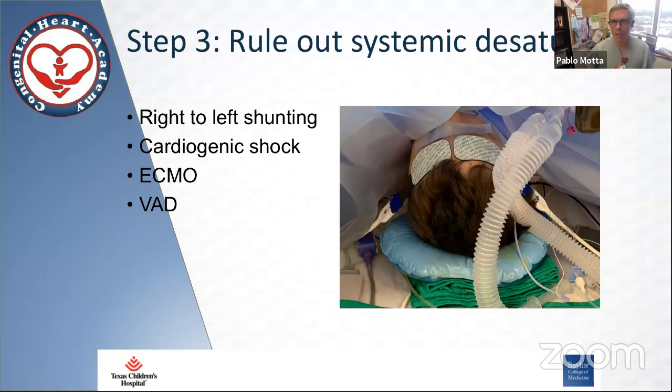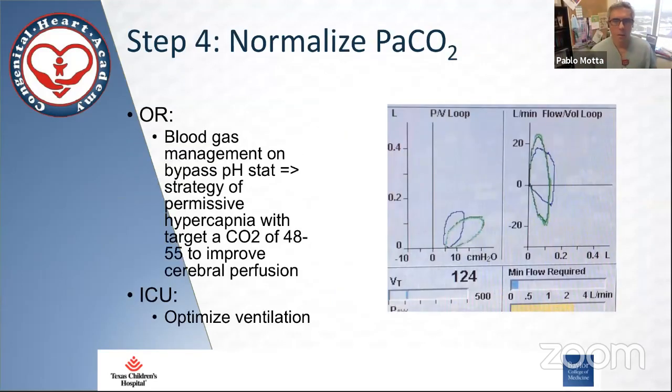What's your systemic oxygenation? Are you desaturated for some reason? Are you having right-to-left shunt, shock, or the flows are not adequate, either on an assist device or ECMO? What's your PCO2? If you're in the ICU, you have to optimize the ventilation. If you're in the OR, we manage our gases on bypass, especially when we're cooling, using permissive hypercapnia to improve cerebral perfusion. So it's important to follow your gases on bypass if you see cerebral oxygen desaturation.